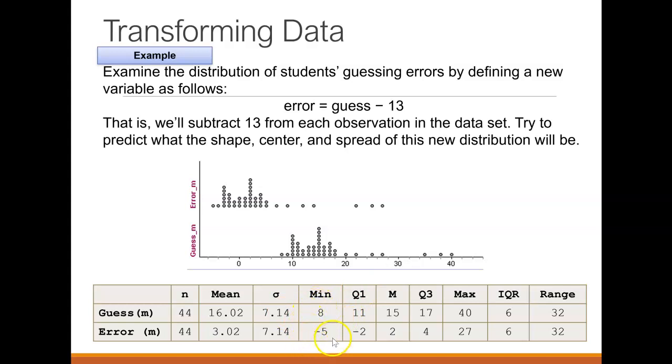The minimum, what do you notice? Minus 13. Q1, minus 13. Median, minus 13. Q3, the max, minus 13. But the IQR, same, range, same. So the dispersion statistics, standard deviation, IQR, range, all remain the same. The center statistics, the mean, the quartiles, are all shifted by the same amount as the data shifted. Cool?